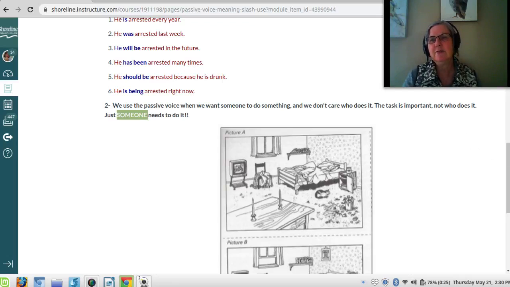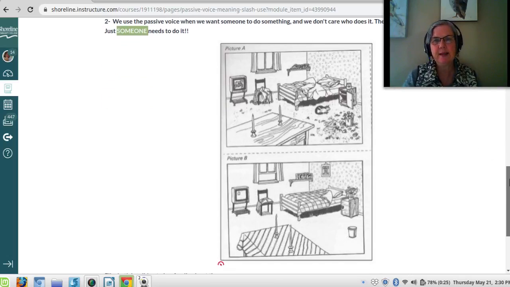So let's look at this very messy room. Okay, so I can say someone needs to pick up the garbage. Someone needs to put the cat out of the room. Someone needs to straighten up the books. Someone needs to put away the clothes. Someone needs to turn off the TV. And look, beautiful. They cleaned the room very well. Someone cleaned the room. So many times when I have just someone or anyone, I'm going to use passive voice.